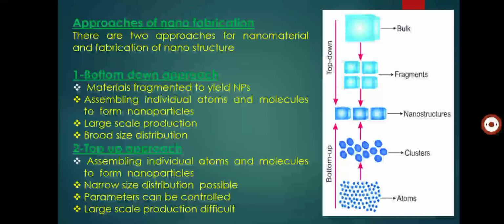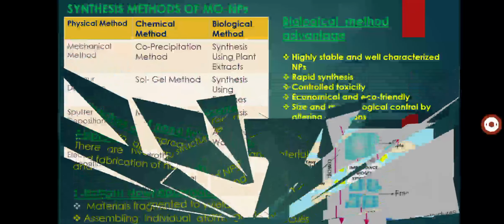What are the approaches of nanoparticles and nanofabrication? Mostly they are bottom up and top down. Both have their own advantages: in top down, material is fragmented into nanoparticles, and in bottom up, individual atoms and molecules are assembled, and it is basically large scale production.